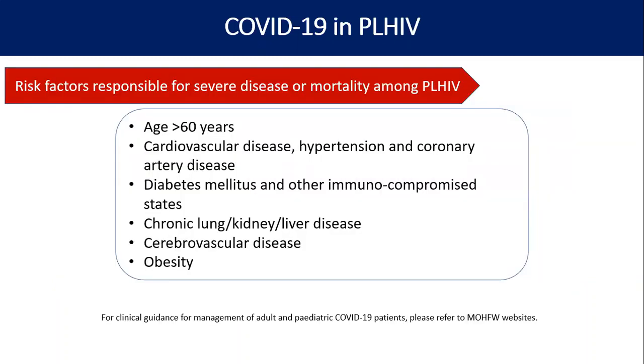So COVID-19 and PLHIV. Risk factors for severe disease or mortality among PLHIV with COVID-19 are age more than 60 years, presence of cardiovascular disease, hypertension and coronary artery disease, presence of diabetes mellitus and other immunocompromised state, chronic lung or kidney or liver disease, cerebrovascular disease, and obesity.